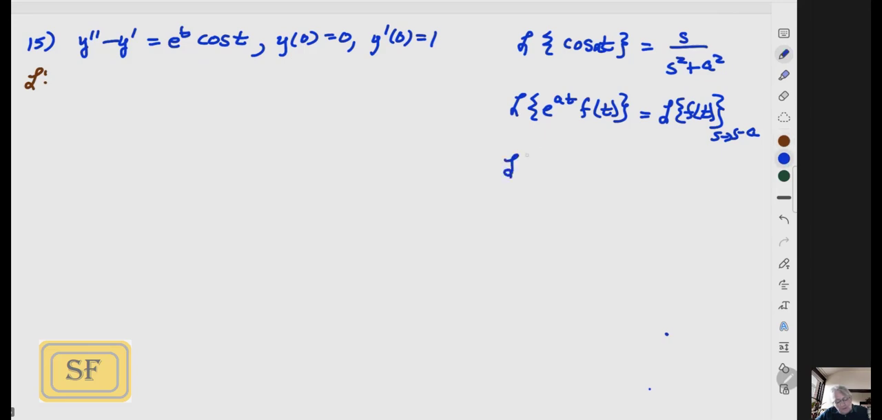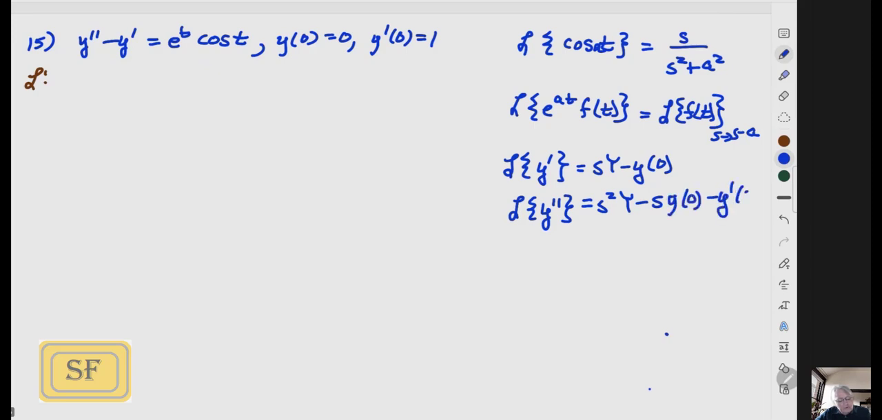And I wrote some transforms over to the right. I'll write some more. The Laplace of y prime is s times y minus y of 0. Laplace of y double prime is s squared y minus s y 0 minus y prime 0. I think that's all I need for right now.